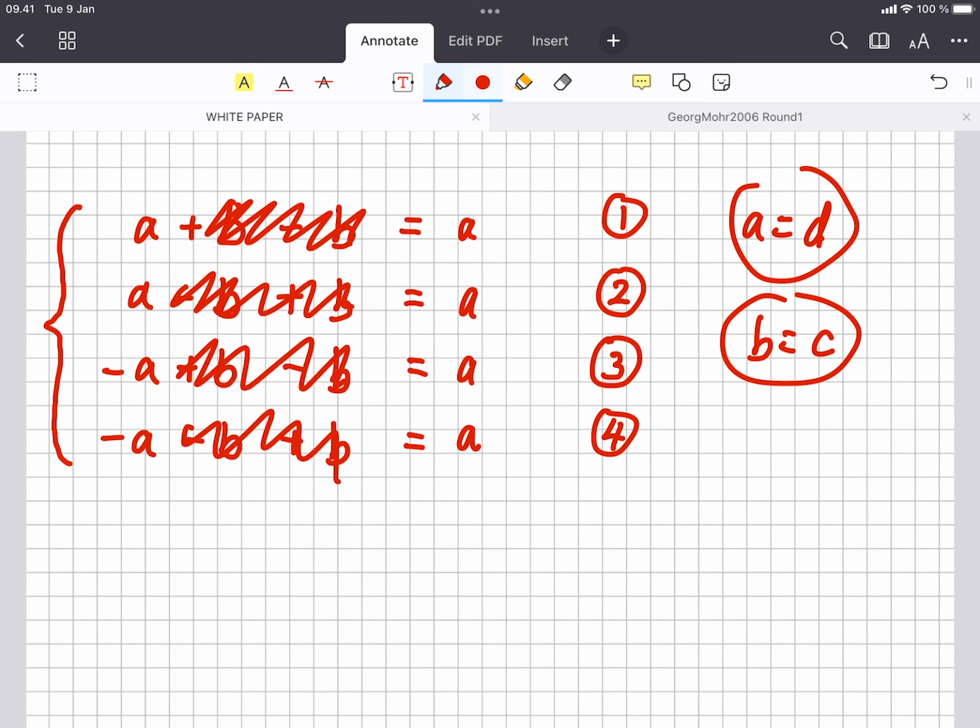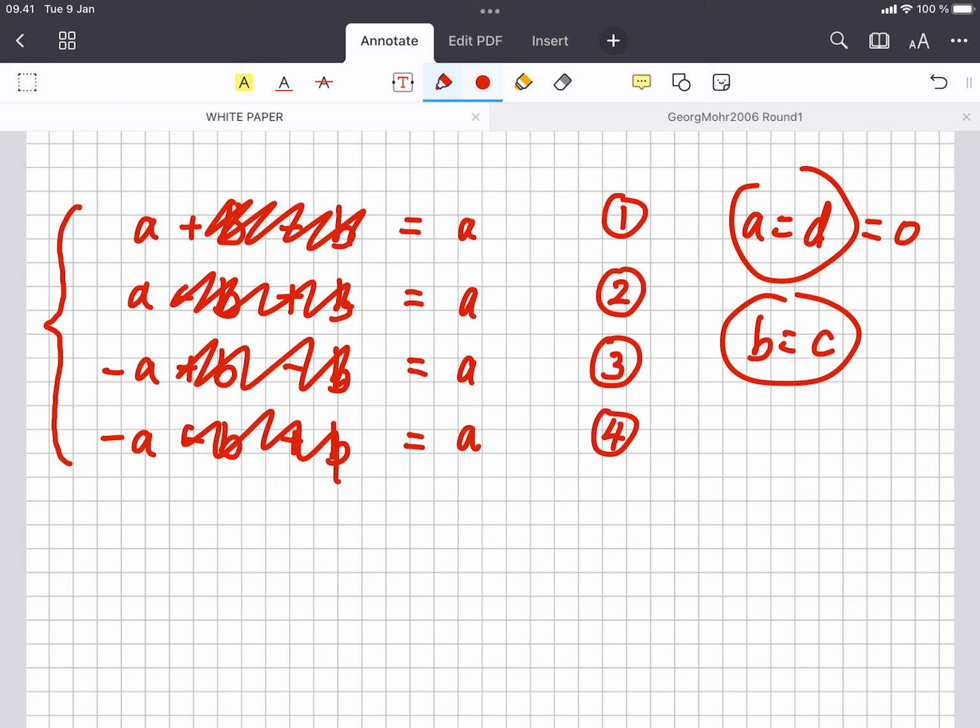Oh, and now I'm left with some equations that say a equals a, but I'm also left with some equations that say a equals minus a. So that can only be true if a is 0. So in fact, a equals d, and they're both equal to 0. So this is getting interesting. And then can I deduce anything further about the b's and the c's, I wonder?